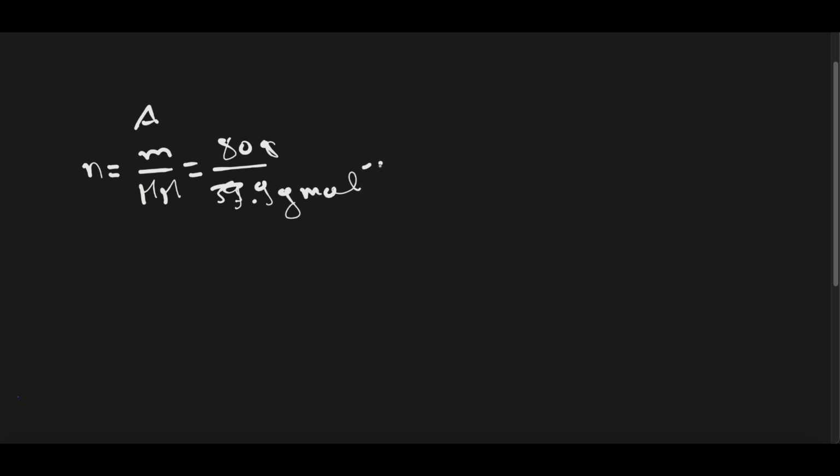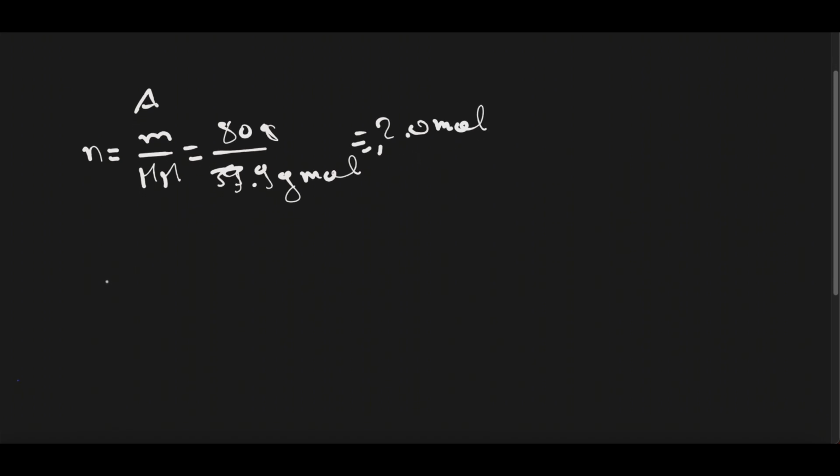We start with the state A. We have the number of moles of this ideal gas, which is equal to the mass over the molar mass. Here the mass is equal to 80 grams over 39.9 gram mole minus 1, which is about 2.0 mole. Here is the number of moles of this perfect gas.